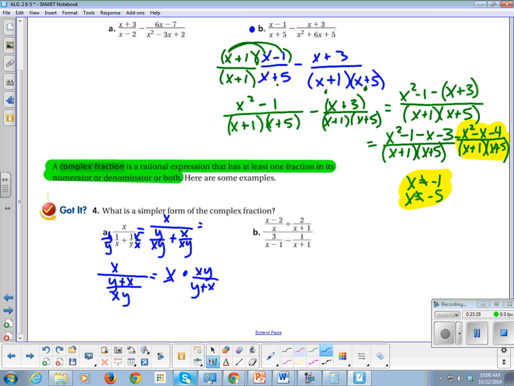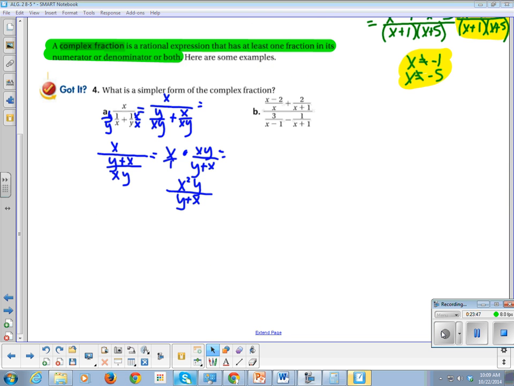This is the same as x over 1. So the answer to this is x squared y over y plus x. All right, let's do B together and see where that takes us. I'm going to do each of these items together.